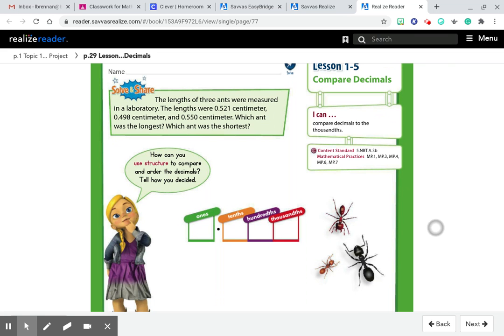The lengths were 521 thousandths of a centimeter, 498 thousandths of a centimeter, and 550 thousandths of a centimeter. Which ant was the longest? Which ant was the shortest? And how can we use structure to compare and order the decimals and tell how you decided?